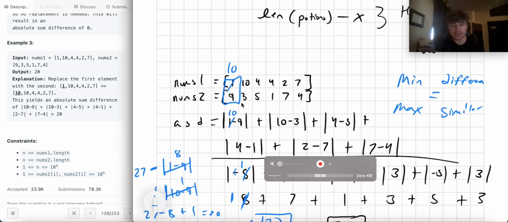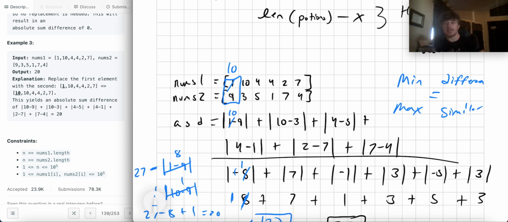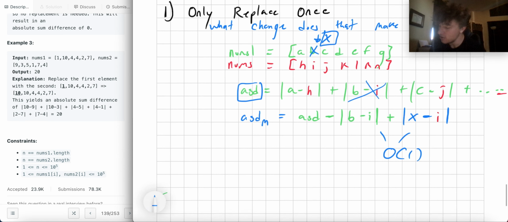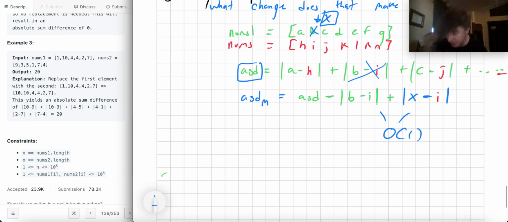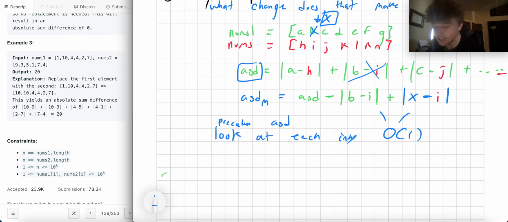So for each element, if we want to say, okay, we can only make one replacement, then replace it with the element that is as close as possible to you and check if that makes your score better, right? So what you really do in this problem is you look at each spot, you look at each index, you pre-calculate ASD, of course, right? You look at each index and you say, what's the best replacement?